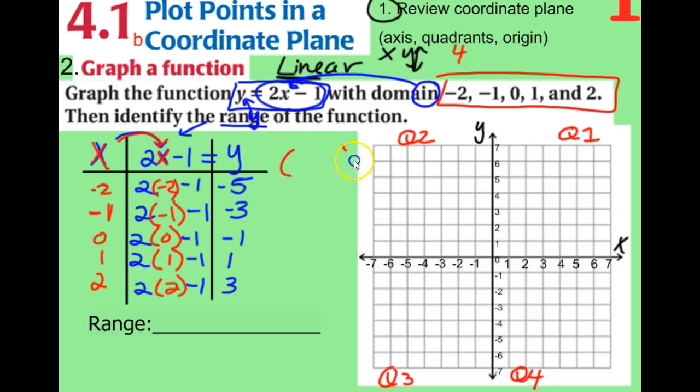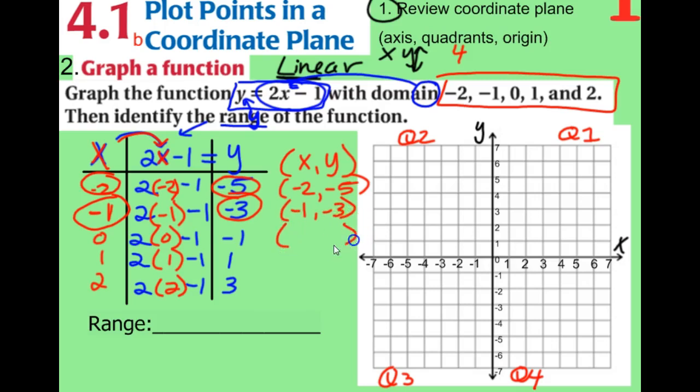So what we really need to do is plot our points x and then y. Here we have x, here we have y. So this first point would be -2, -5. Our next point is -1, -3. I'm going to list these all out. If you'd prefer to just look at this table and you can see that the point is 0, -1, that's fine. So this one is 1, 1, and this one is 2, 3. We only use this middle column to help us get from x to y.